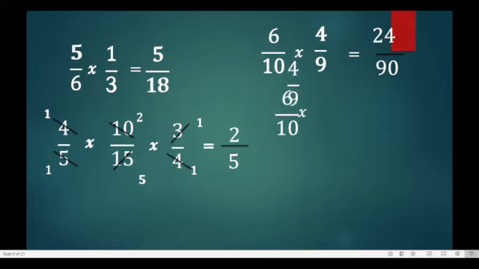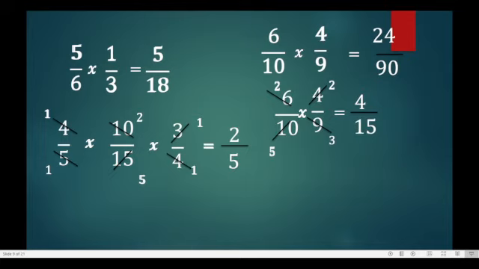6 times 4, over 10 times 9. So let's cancel 6 and 9. So 6 will become 2 and 9 will become 3. And then cancel 10 and 4. So 4 will become 2 and 10 will become 5. So that is equal to 2 times 2 is 4 and 5 times 3 is equal to 15. So that is 4 over 15.